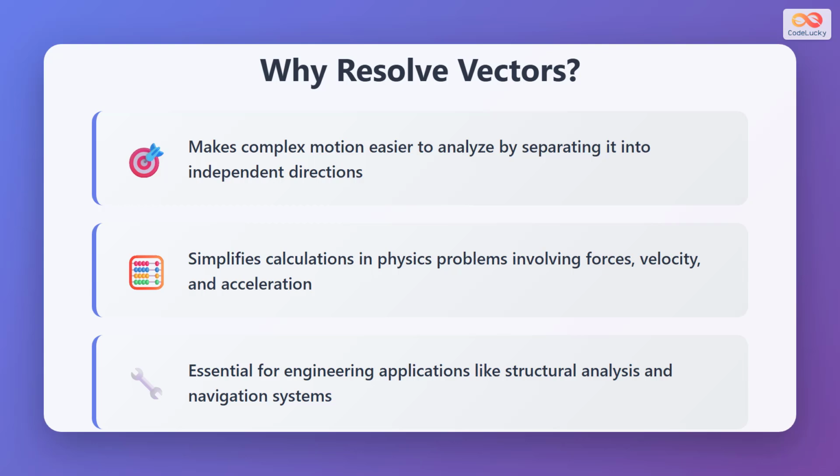There are several important reasons why we resolve vectors into components. First, it makes complex motion easier to analyze by separating it into independent directions. We can study horizontal and vertical motions separately. Second, it simplifies calculations in physics problems involving forces, velocity, and acceleration. Instead of dealing with angles constantly, we work with straightforward horizontal and vertical values. Third, it's essential for engineering applications like structural analysis and navigation systems, where understanding forces in specific directions is crucial for safety and accuracy.